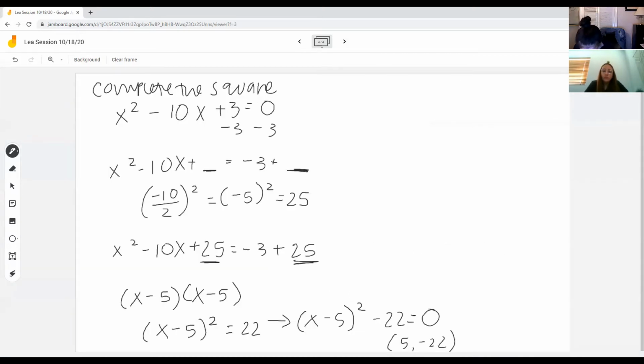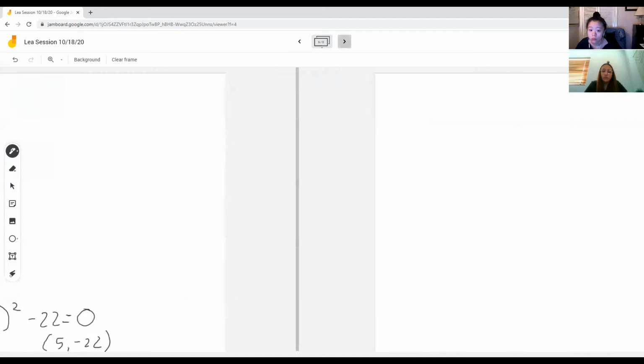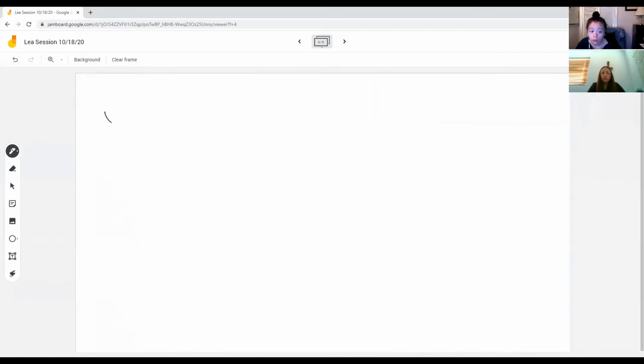Okay. And then let's do another problem just so we get more practice on completing the square, because it's 20 points on just completing the square. We can do x squared. Let's do something with fractions. Minus 3x plus 2 equals 0. Okay.